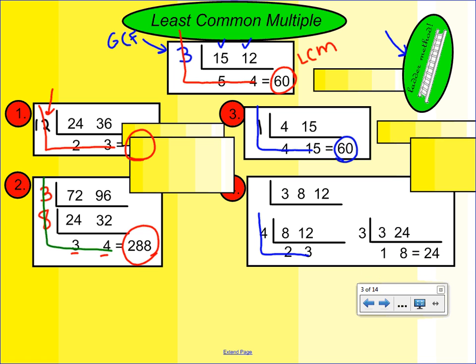I'm going to take that 24 from here, and I'm going to put it in the box with the number I didn't use, which was the 3. 3 and 24 can both be divided by 3, and when I multiply the numbers outside my ladder together, I get 24, and that's the least common multiple of 3, 8, and 12.